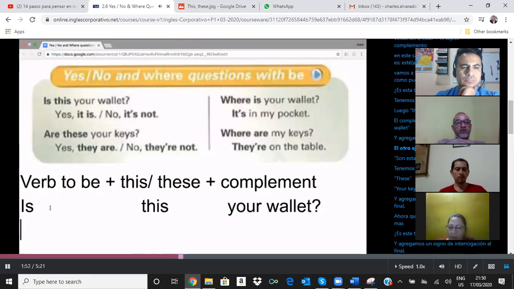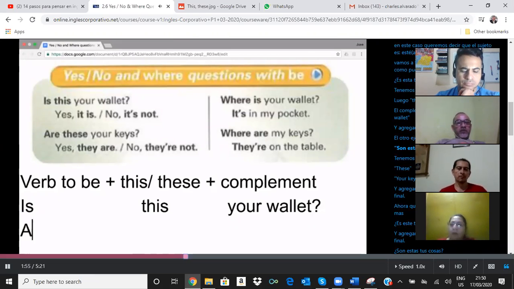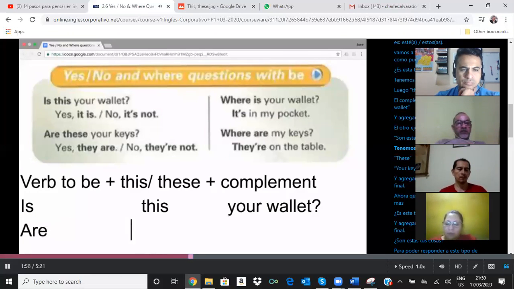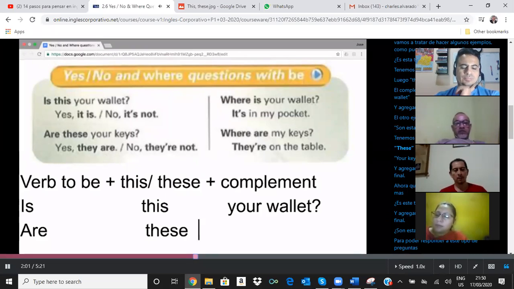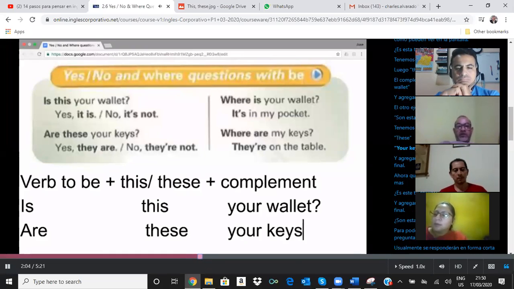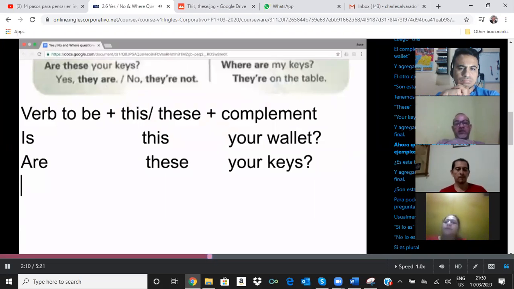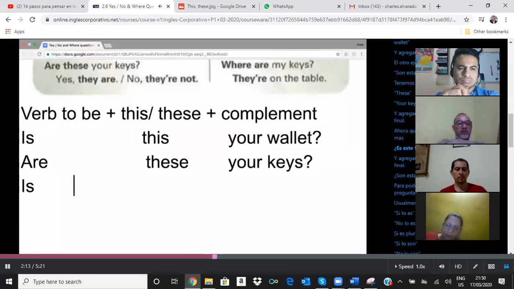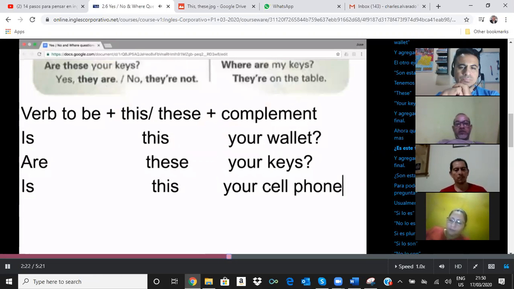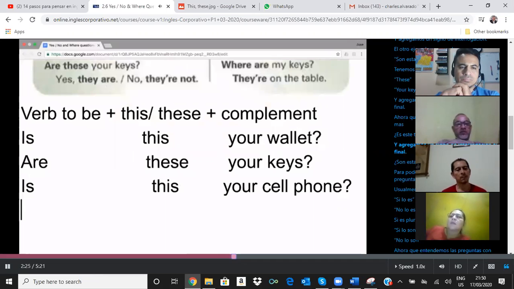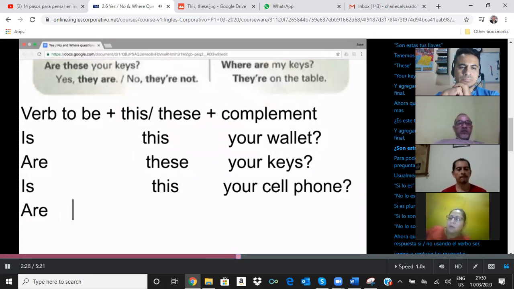The other example that you see on the screen, are these your keys? We have a verb to be, these, your keys, and of course we put a question mark at the end. Let me give a couple of more examples. Is this your cell phone? Question mark at the end. Are these your things?